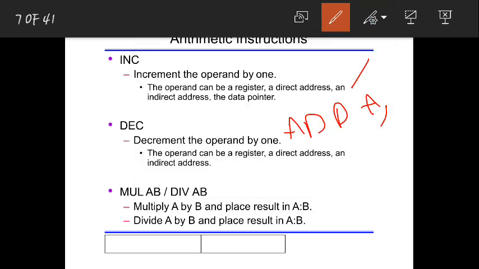But coming to multiplication and division, you should always write it this way: MUL AB. There shouldn't be any space between A and B, and it shouldn't be separated with a comma either. Only these two registers will be used. Even for division it is the same way: DIV AB. You shouldn't separate them with a comma or space, whereas in addition and subtraction you separate source and destination with a comma.